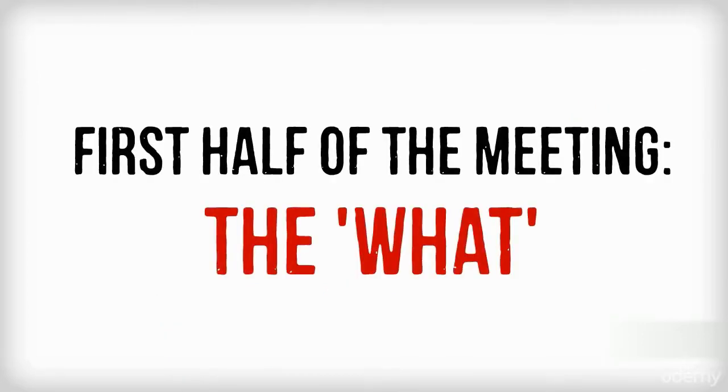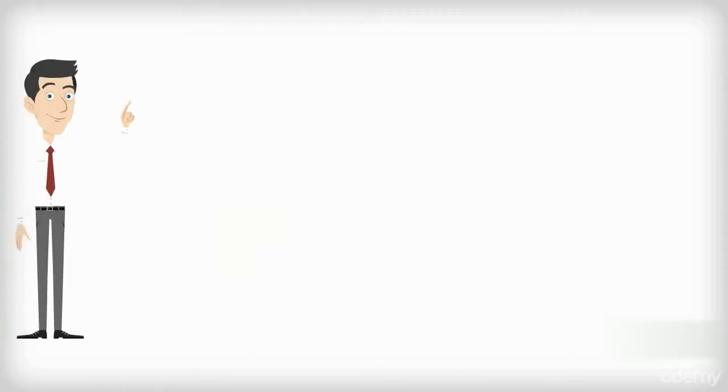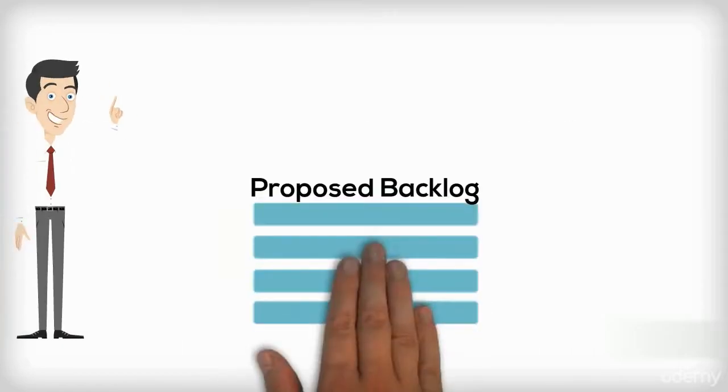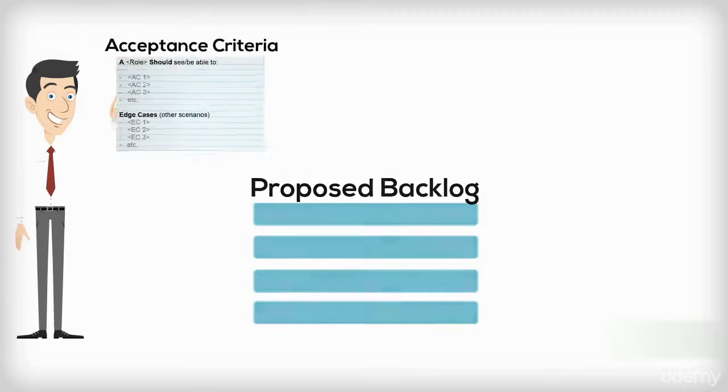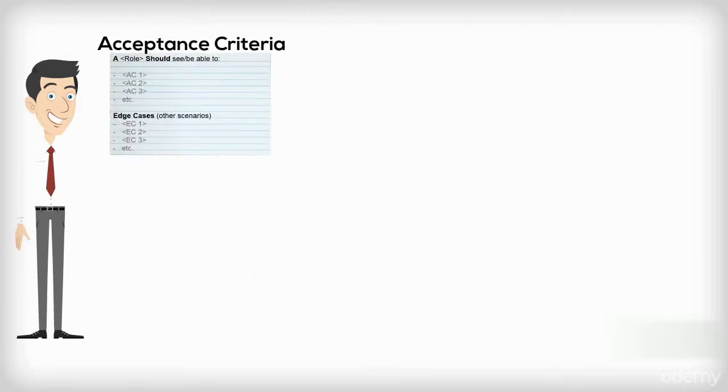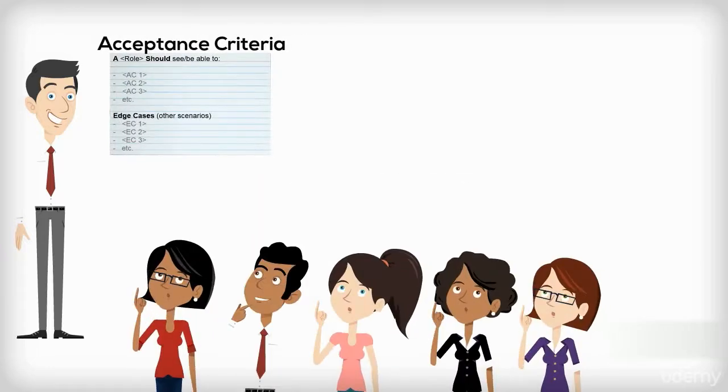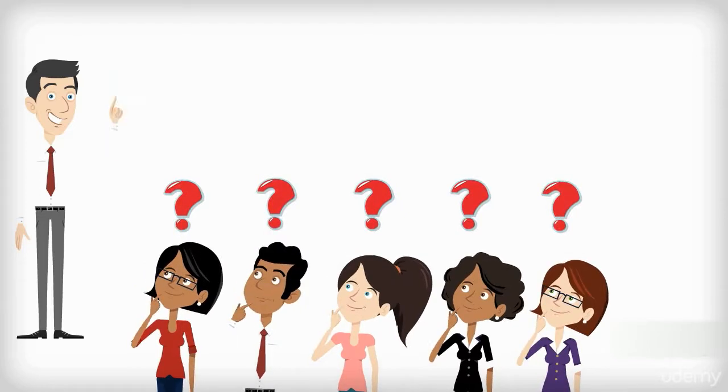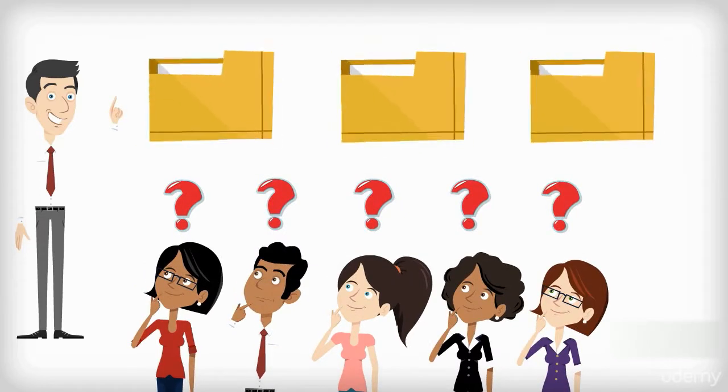One by one, the product owner talks through the items in the proposed sprint backlog. She reads the acceptance criteria, explains any detail, and the team asks questions. The aim of the game is for the team to get enough information about the proposed sprint backlog that they can work out what they can commit to.